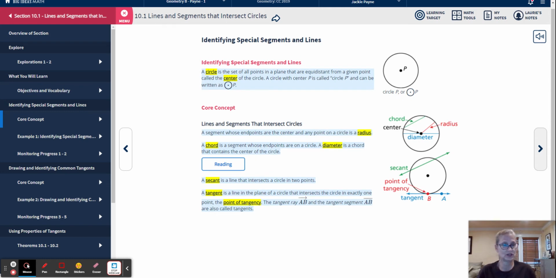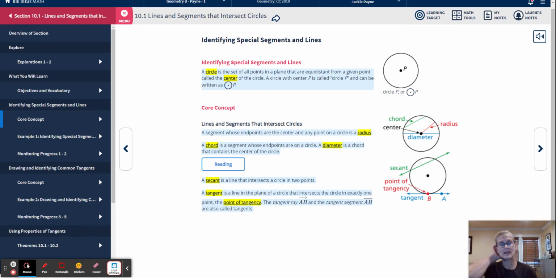So we have some definitions of special points. You've probably already seen these before, but let's refresh. Identifying special segments. A circle is, the definition, the set of all points in a plane that are equidistant from a given point called the center of the circle. A circle with center P is called circle P and can be written as circle P with a little dot up in the middle of a circle. So that's the definition, all the points equidistant.